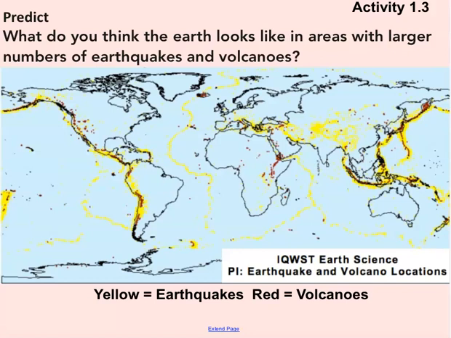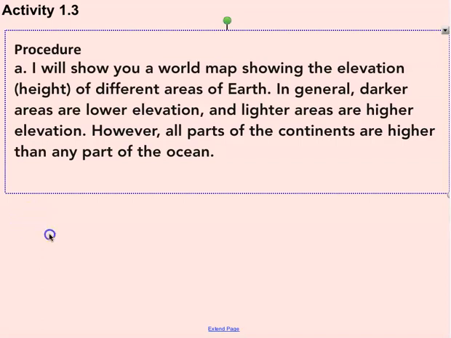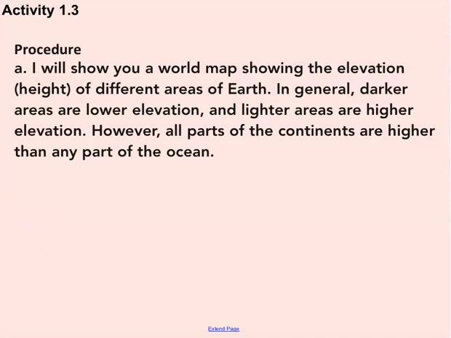All right, so you've had a chance to make a prediction. Make sure you're making these predictions beforehand, because we're going to come back at the end and see if your prediction was correct. So this is what we're going to do for the activity today. I'm going to show you a world map showing the elevation, which is the height of different areas of the Earth. In general, when you look at this map, darker areas are lower elevations and lighter areas are higher elevations.